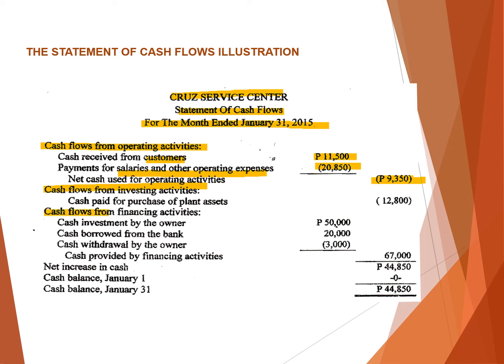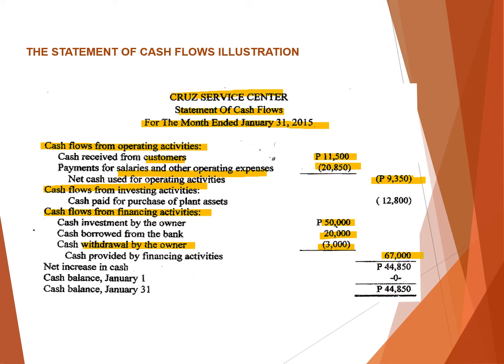The last one is the cash flows from financing activity. So, here you can see cash investment by owner. So, inflow yan. The other one, nangutang sa bangko, inflow din yan. Pero yung isa, nag-withdraw yung owner ng kanyang investment for personal use. So, that's why it is a deduction. Mas malaki yung inflow kaysa sa outflow. So, that's why this one is positive. Now, negative, negative, and positive.